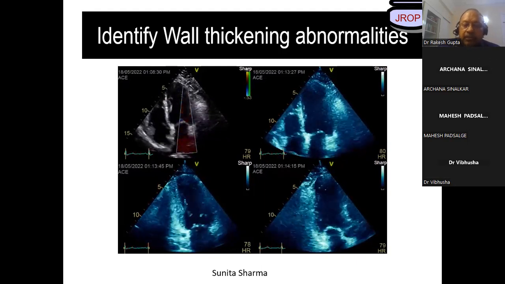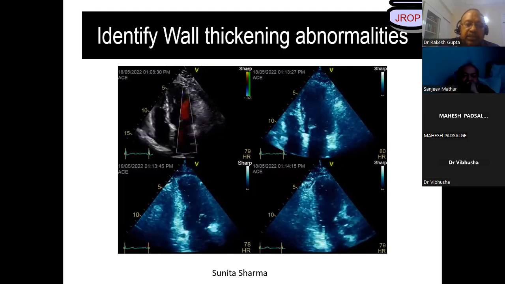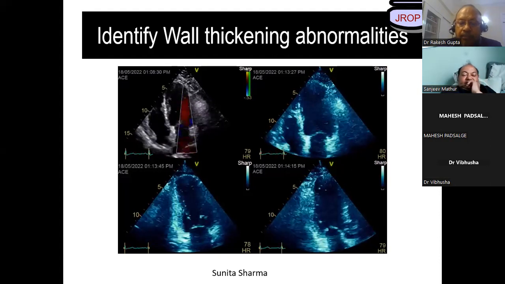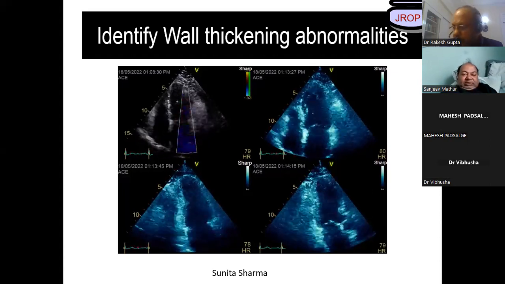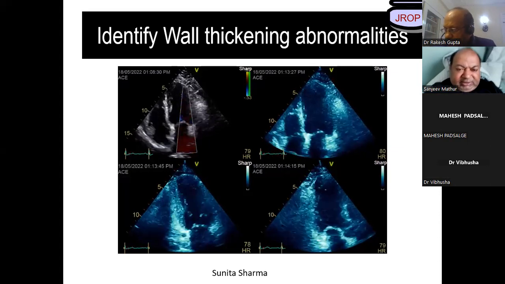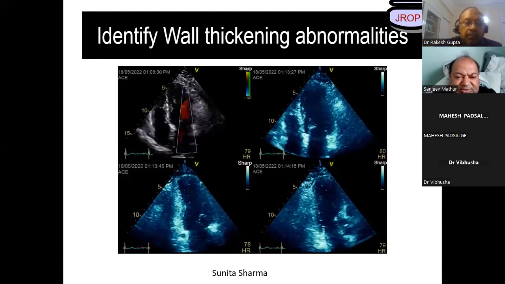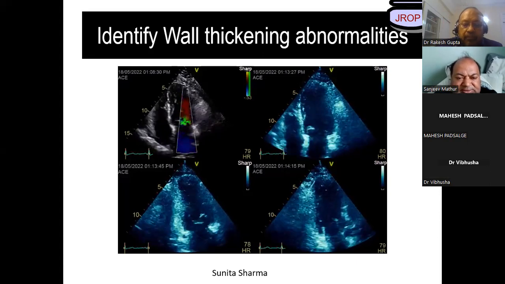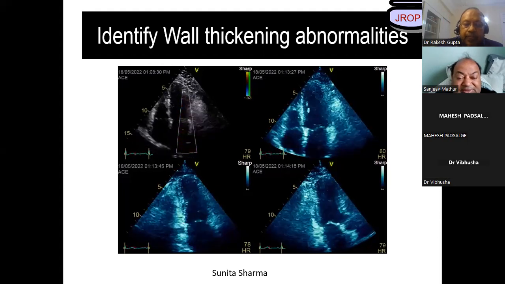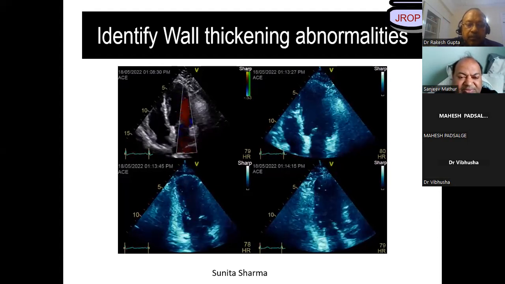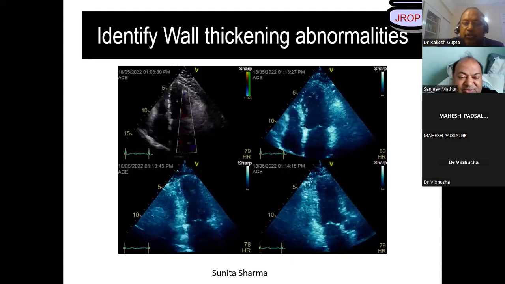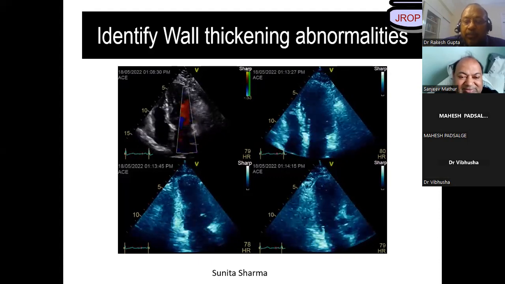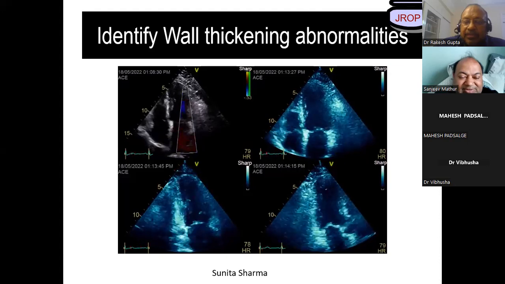Sanjeev? Yes, sir. Tell me, is there any wall motion abnormality in this patient? The first is the four-chamber view. I think it's the apical segment as well. It is contracting well, but it's a little bit thinned out, the apical segment. That's what I could say. So there could be no wall thickening abnormality in this patient at all. Where is the wall thickening abnormality? Okay, yeah, then I agree.